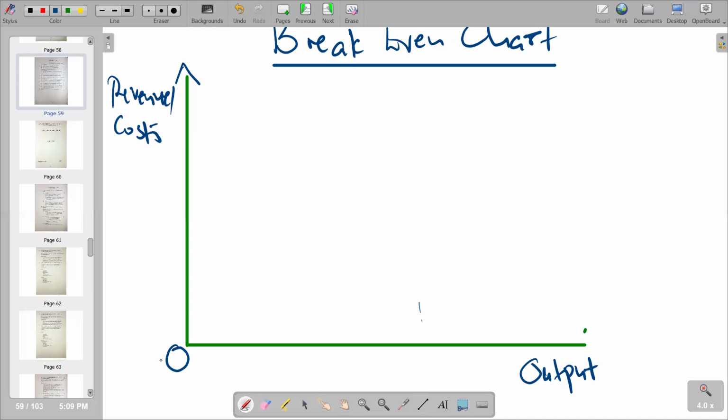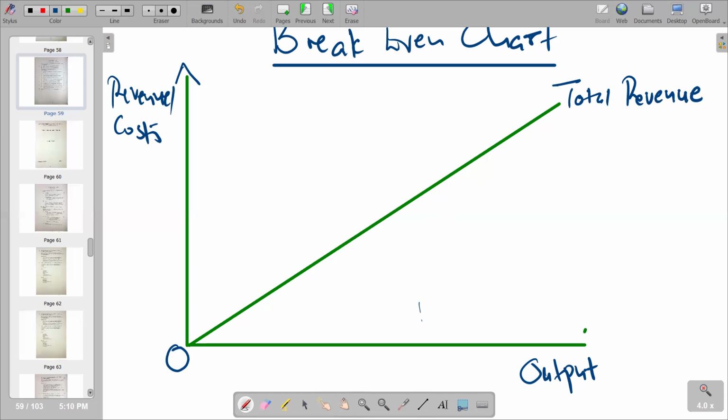So we can start by showing the total revenue curve. Remember, the total revenue curve is a 45-degree line from the point of origin. So we present a 45-degree line from here, which represents our total revenue, and we label it total revenue. Then from there, we are supposed to come up with our fixed cost curve.